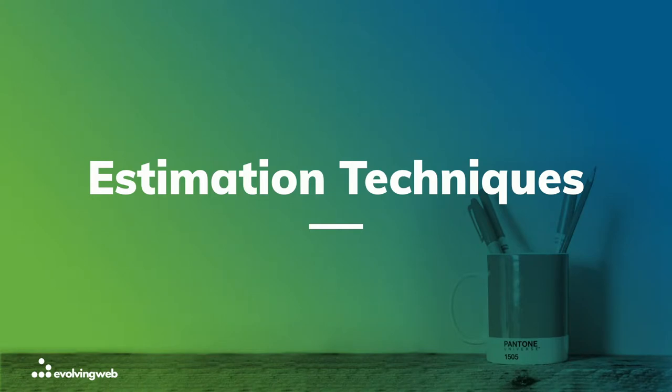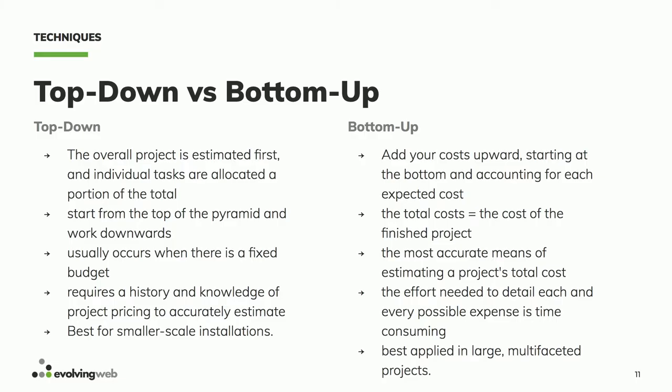So another idea that we try to do here is come up with a few ways of defining an estimate. This book talks about top-down versus bottom-up, and this is something that we practice at Evolving Web all the time.